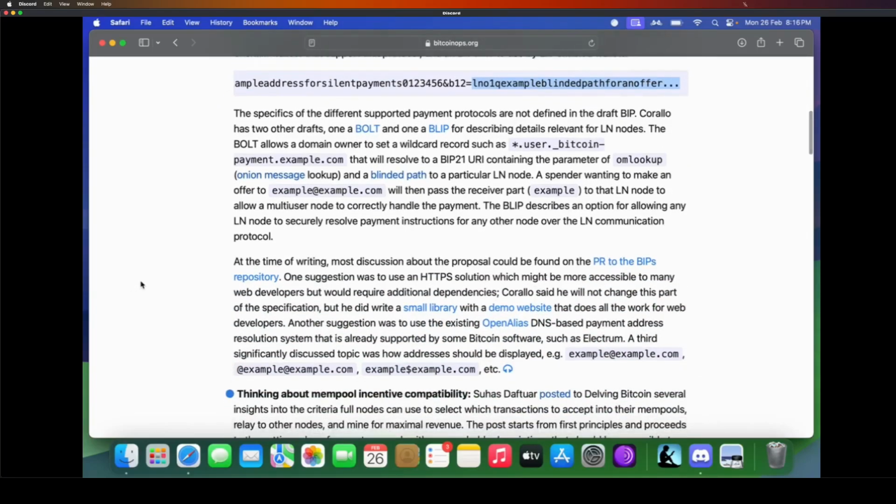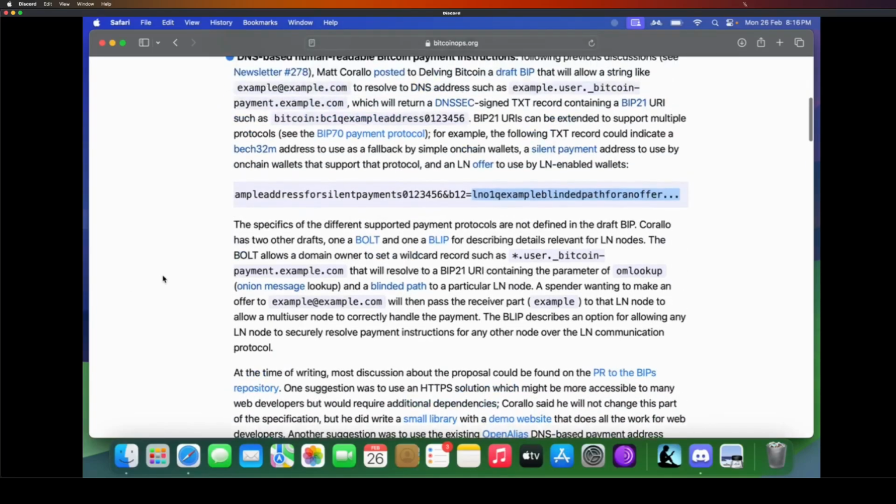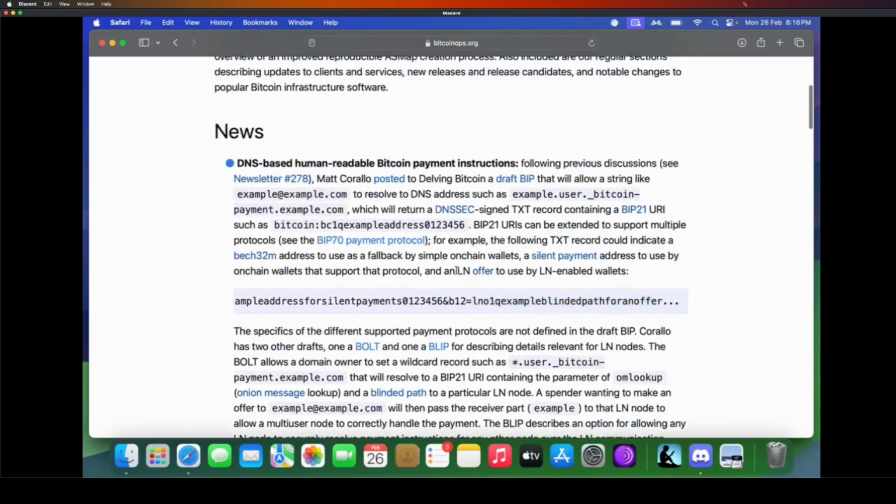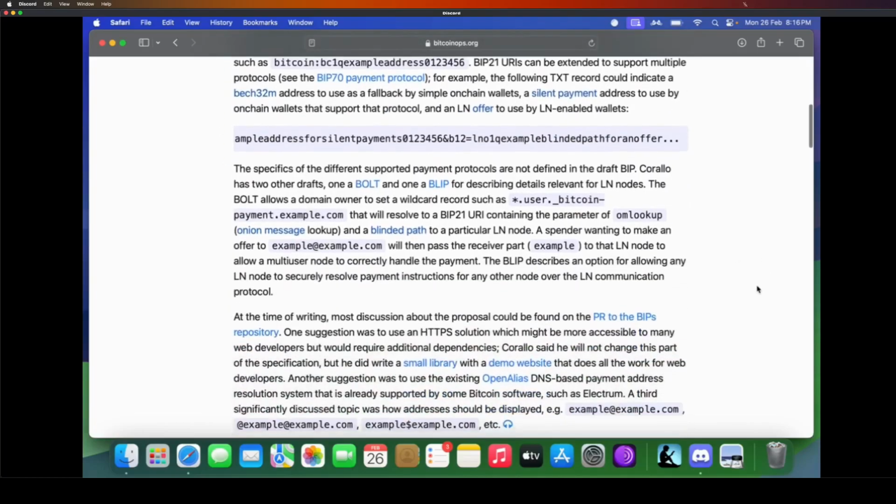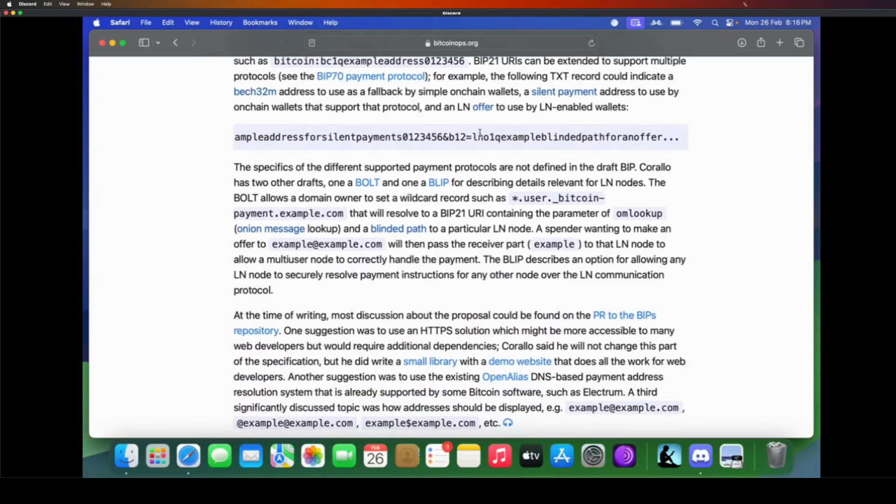One thing that I'd like to introduce is offers, lightning offers. Personally, when I was going through this, I heard for the first time what a lightning offer is. Does anybody know what a lightning offer is? Have any of you heard of it?